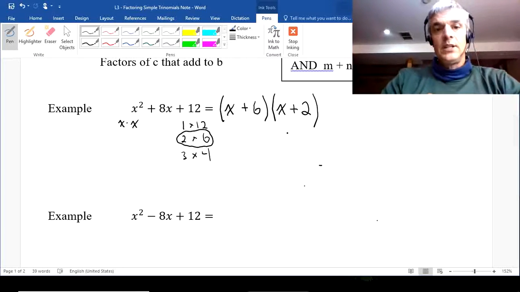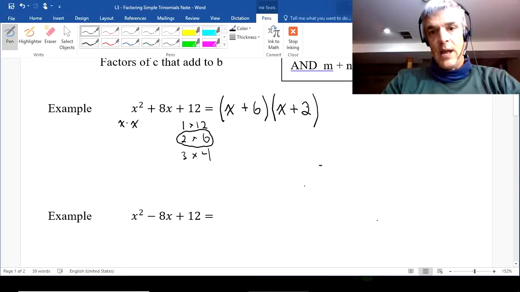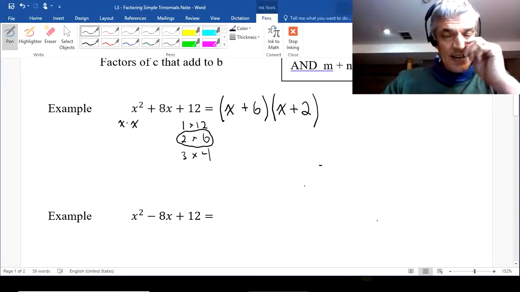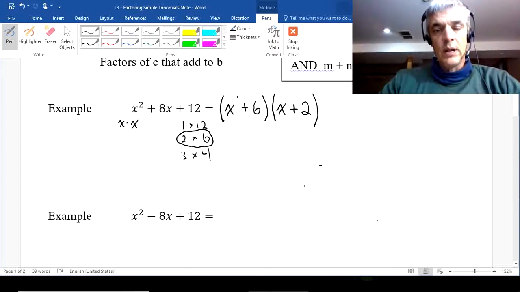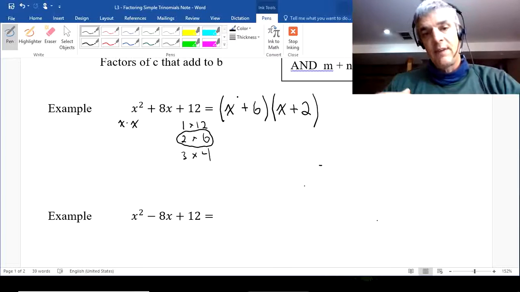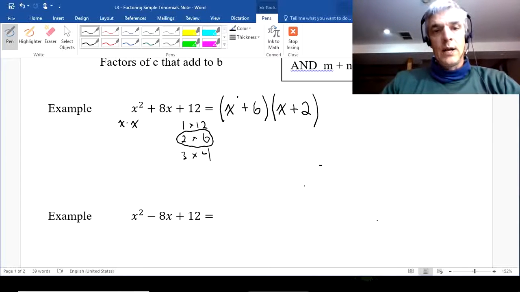And if you wanted to check it, you can go x times x is x squared. x times 2 is 2x. 6 times x is 6x. And 6 times 2 is 12. 2x plus 6x will in fact give me 8x, so I have the correct answer. I'm just doing a quick mental check. That's a rather quick way to go about it. You could go through the process just like we did in the previous question down below and walk through it.